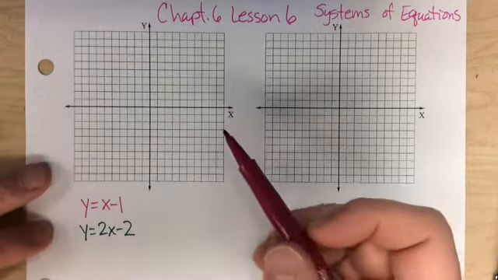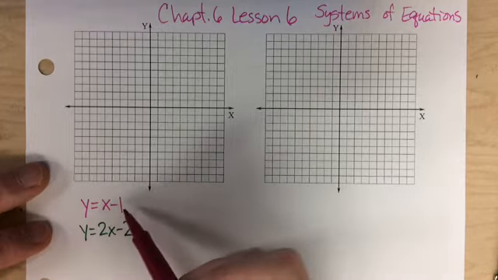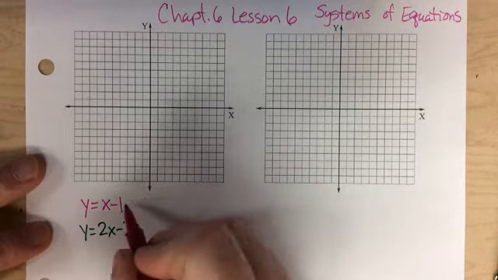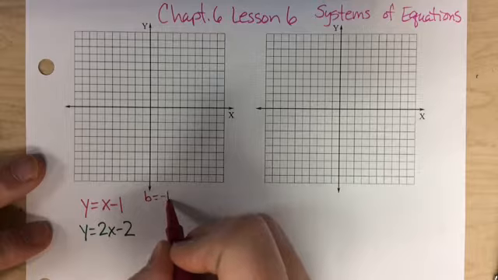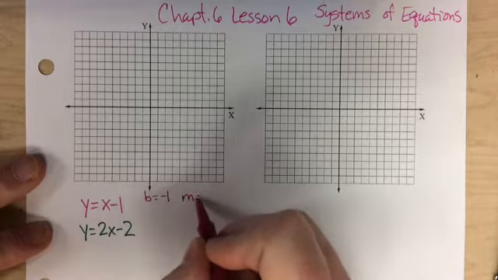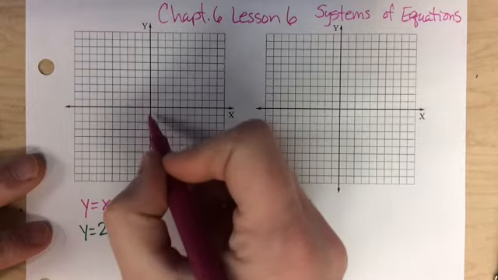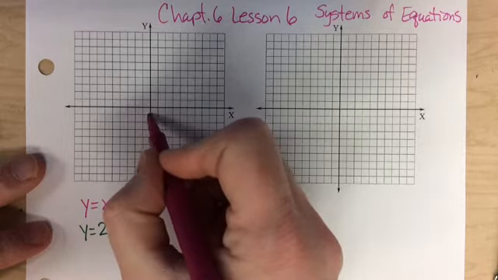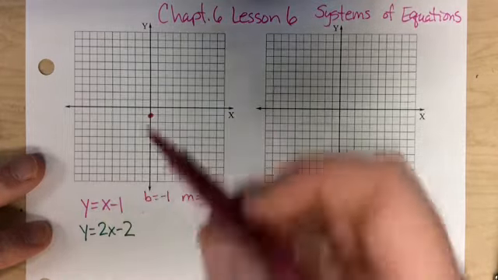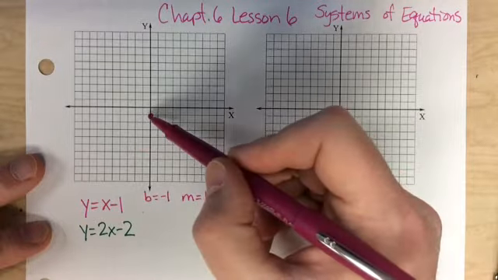So we're going to start with the pink one. And it says y equals x minus 1. Well, for this, we know that b equals negative 1, and m equals 1. So I graph b, which is my y-intercept. So I go to negative 1. That's my first point.